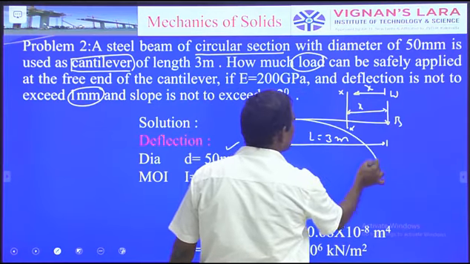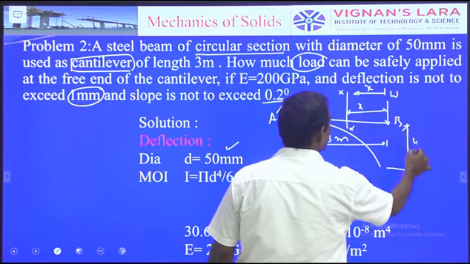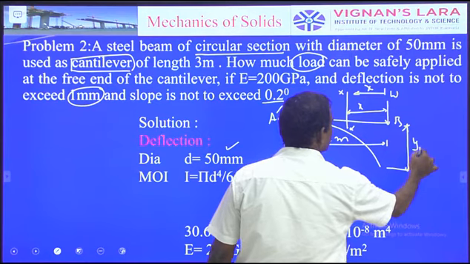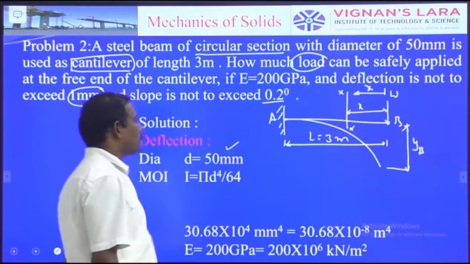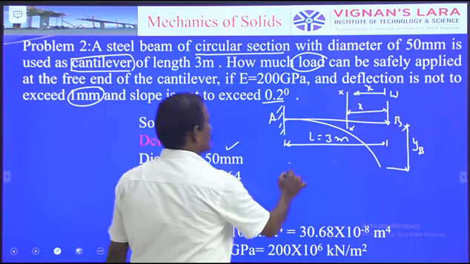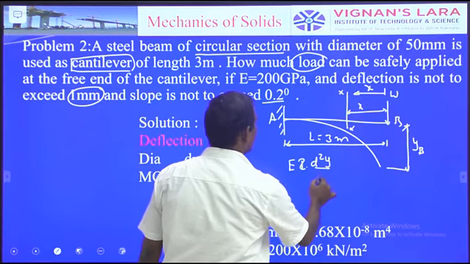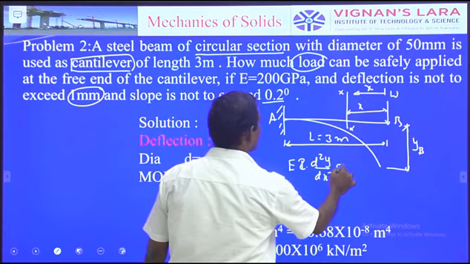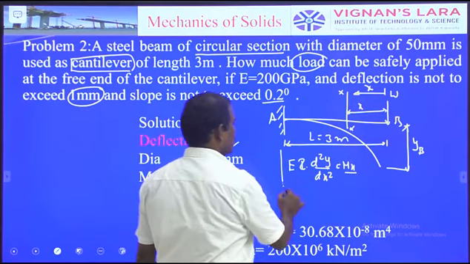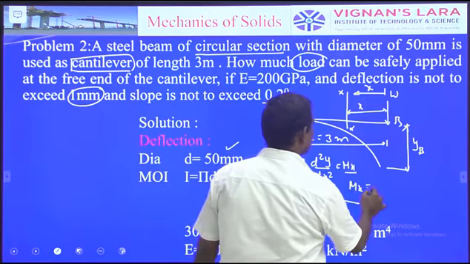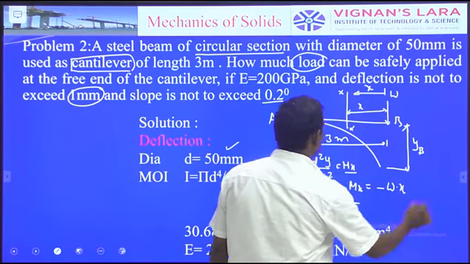As usual, the beam is deflected. This is the maximum deflection at B, which is represented by YB. So initially we have to calculate, as per the derivation, EI d square y by dx square is equal to Mx. So we can formulate the Mx value. What about the Mx? Mx is equal, as usual, to minus W into x, we know that.